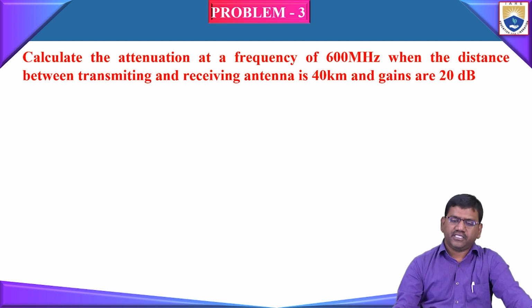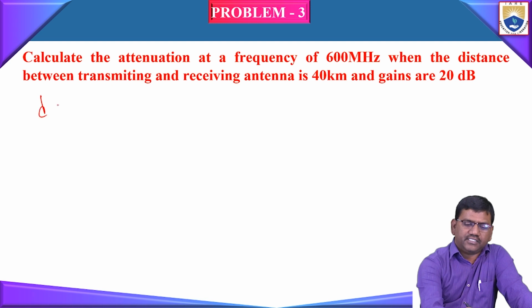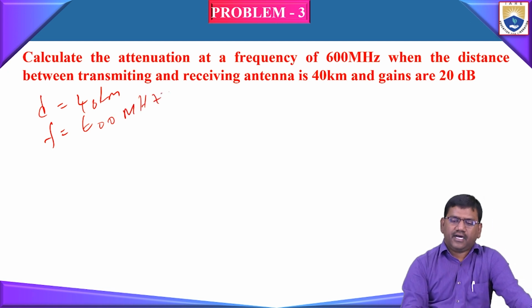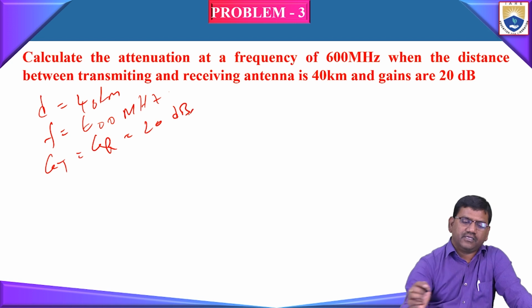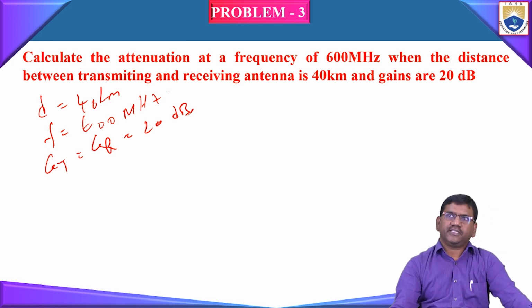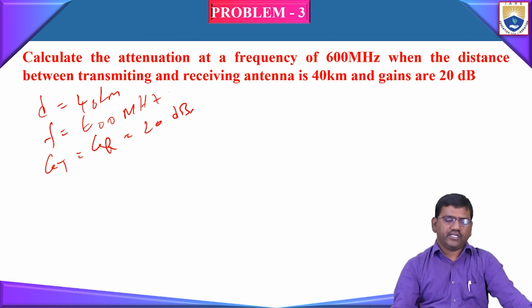Here the transmitting and receiving antennas are separated by 40 kilometers. So the distance is given as 40 kilometers and the frequency is given as 600 megahertz. The transmitting gain and the receiving gain are equal, given as GT is equal to GR is equal to 20 dB. Assume GT and GR as transmitting antenna gain and receiving antenna gain, the frequency is 600 megahertz, and the distance between the two stations is 40 kilometers.